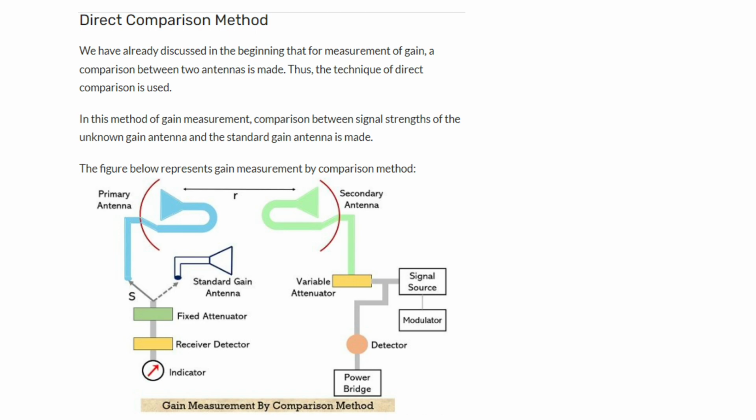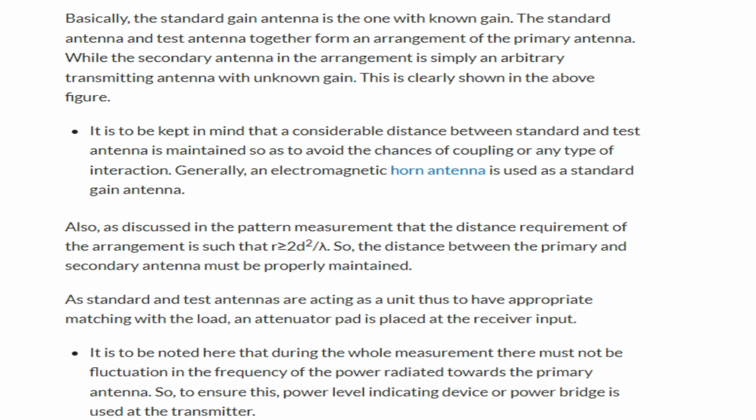In this method of gain measurement, a comparison between the signal strength of the unknown gain antenna and the standard gain antenna is made. Basically, the standard gain antenna is the one with the known gain. The standard antenna and the test antenna together form an arrangement of the primary antenna, while the secondary antenna in the arrangement is simply an arbitrary transmitting antenna with unknown gain. This is clearly shown in the previous slide figure. It is to be kept in mind that a considerable distance between the standard and the test antenna is maintained so as to avoid the chances of coupling or any type of interaction.